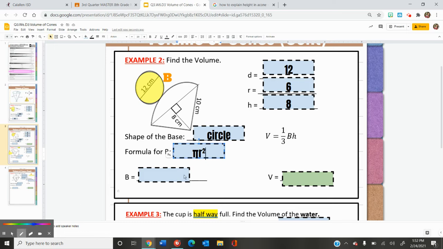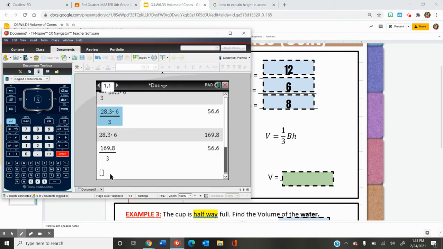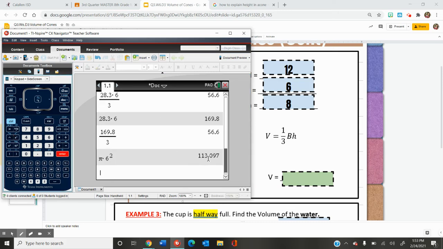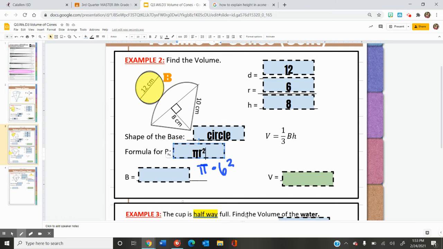So that being said, let's go ahead and find the area of our base shape. Here I'm going to take pi and multiply this by r, our radius, which is 6 squared. So in my calculator, we're going to write pi times 6 squared. Here I get 113.097. Again, we can round this to the tenths place, so this will be 113.1.